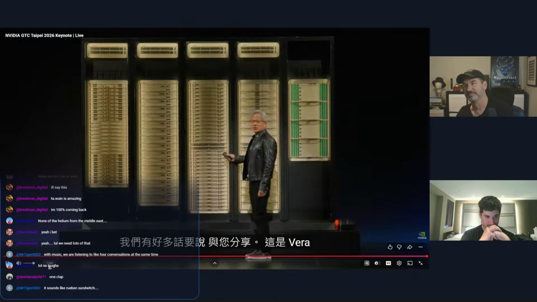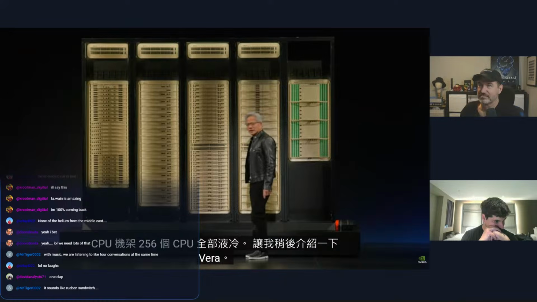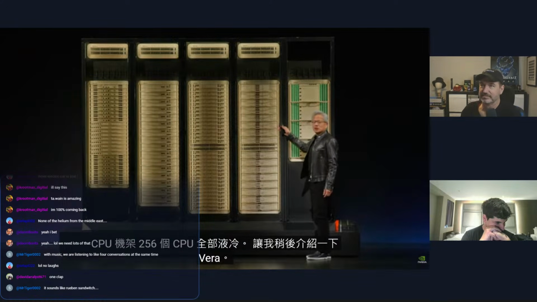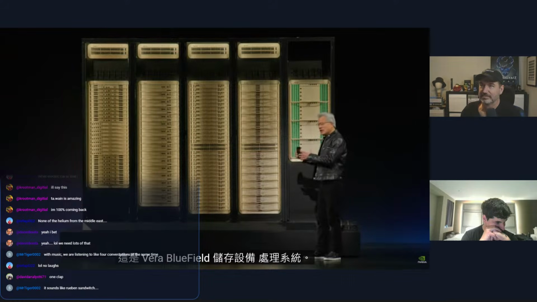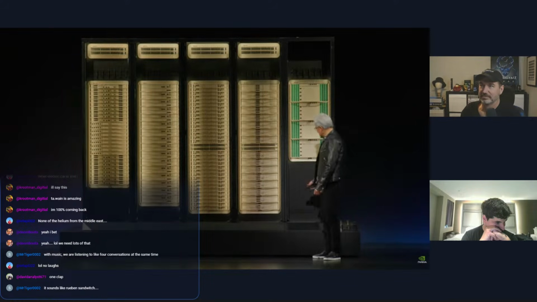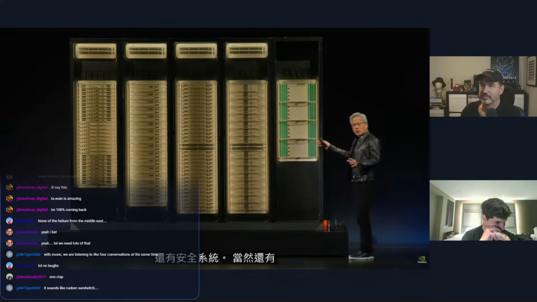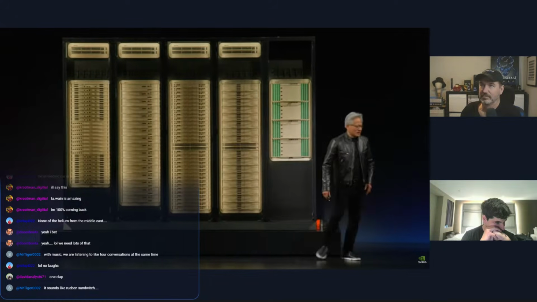Vera CPU rack, there we go. 256 CPUs, all liquid cooled. Let me tell you about Vera in just a moment. This is the Vera Bluefield storage processing system and also security system. And of course, this is our Mellanox networking, the world's first CPO. This is Vera Rubin. Incredible technology all coming together.